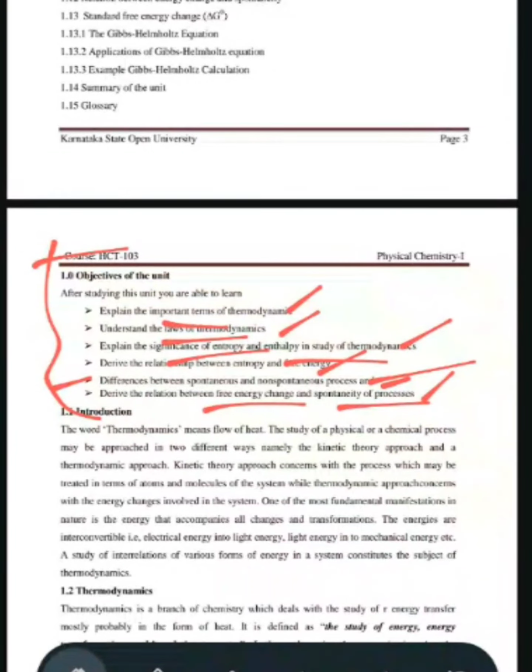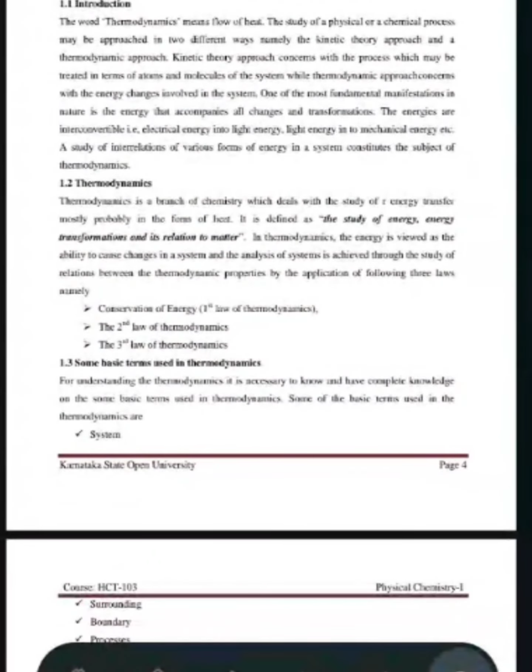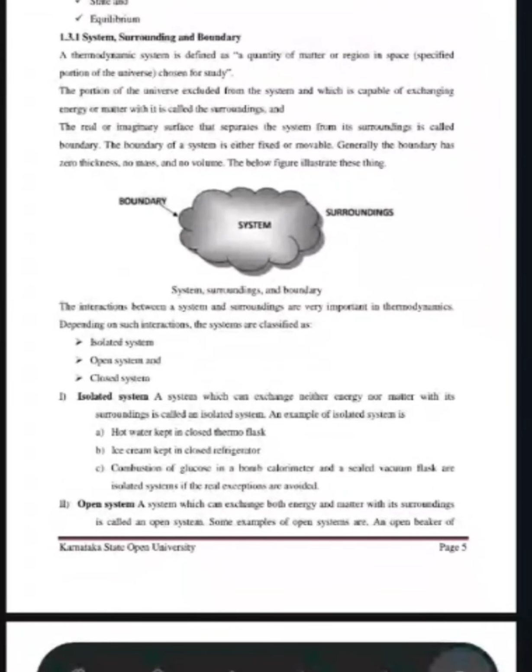Coming to the system: a quantity of matter or a region in space, the portion to be studied. This is the system which is not having contact with the surroundings, meaning it is a closed system. The system may be a closed, isolated, or open system, depending on whether the reaction influences the external surroundings.